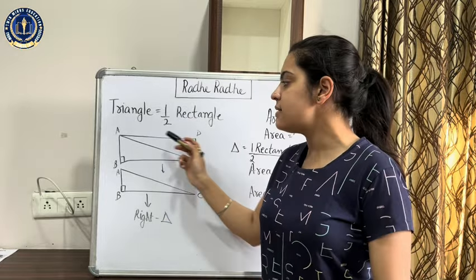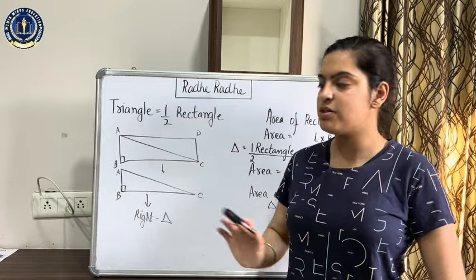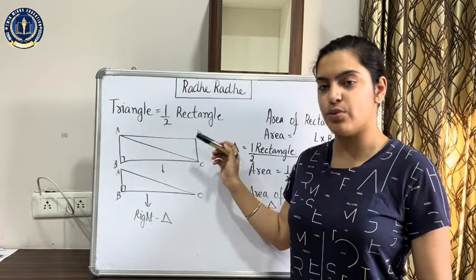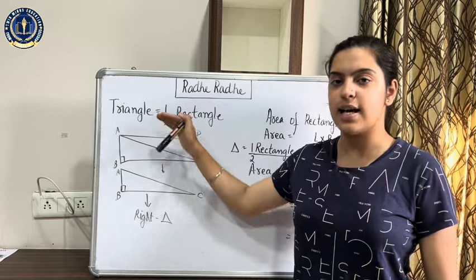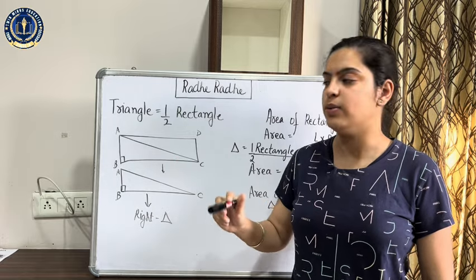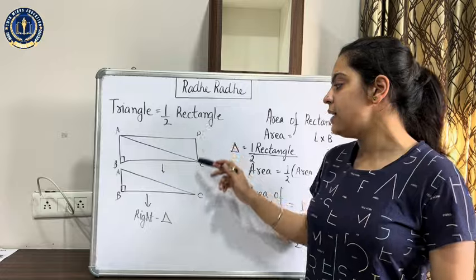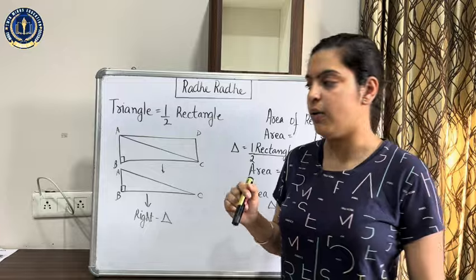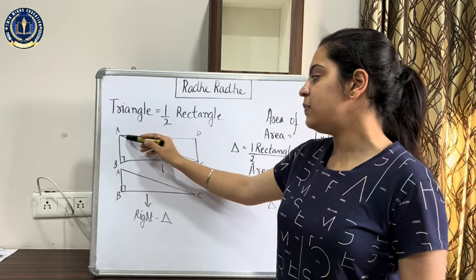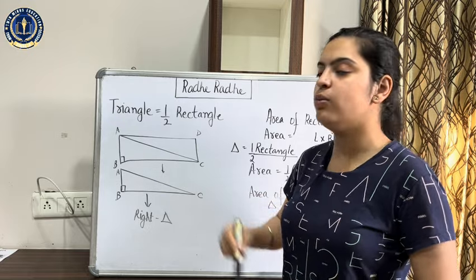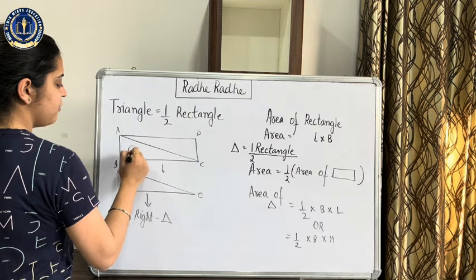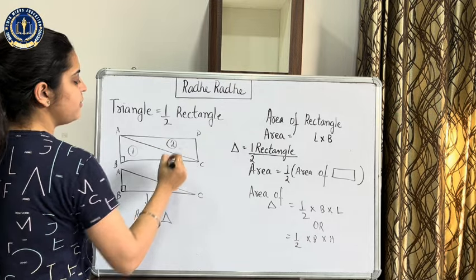Look here. This is a rectangle. We have already learnt about rectangle. Rectangle has 4 sides and a pair of opposite sides are equal. That means AD and BC are equal. AB and DC are equal. Now, if I split the rectangle in 2 equal parts, first part is this and the second part is this.